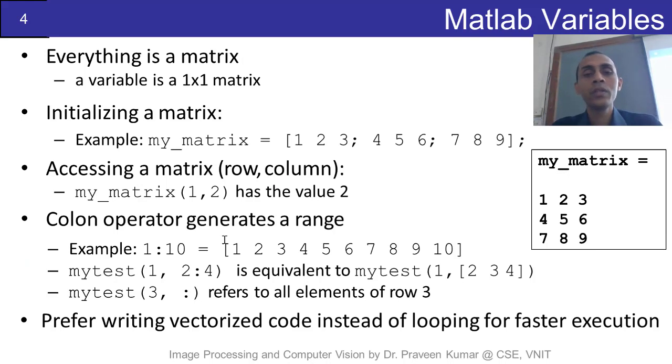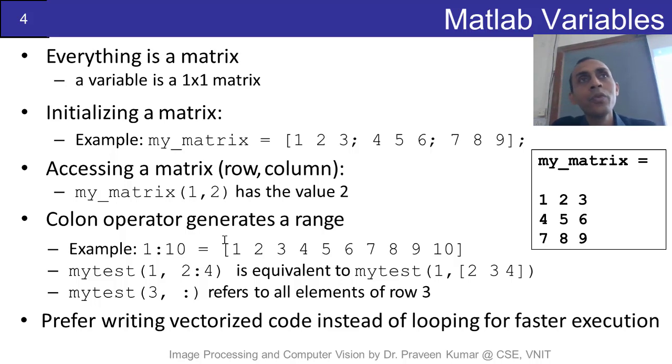While writing code, you don't write it conventionally like you write in a C programming language using looping. So, for example, if you have to add two matrices, you don't have to run a nested loop to add and do all that, because it is optimized for matrix operations. If you use loops, sometimes it slows the execution because it's an interpreted language kind of thing.